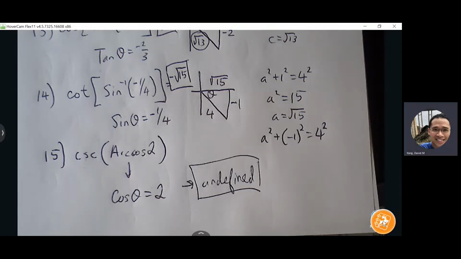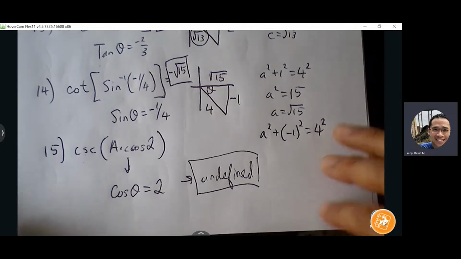Okay, 16 through 21, we're still dealing with triangles, but we're dealing with variables. The nice thing about variables is you only have to deal with the first quadrant. You don't have to worry about anything with the second or fourth quadrant. It's always just going to be the first quadrant. Any questions so far?